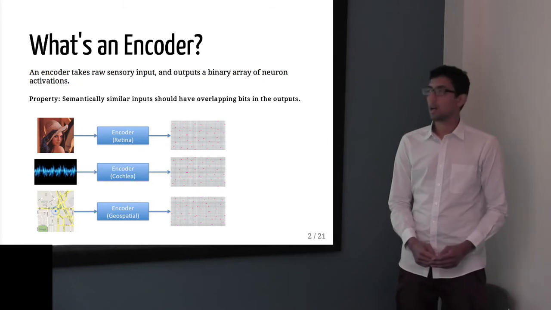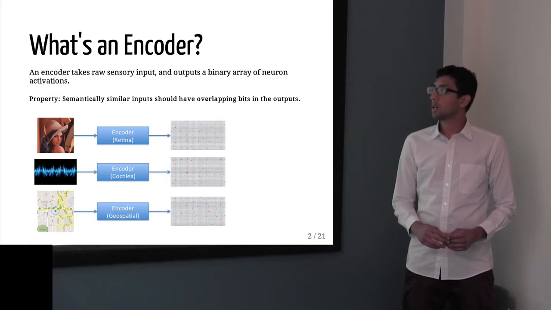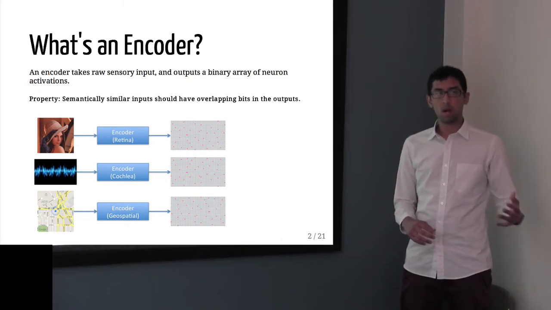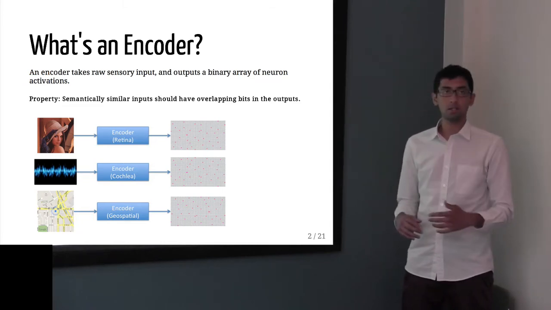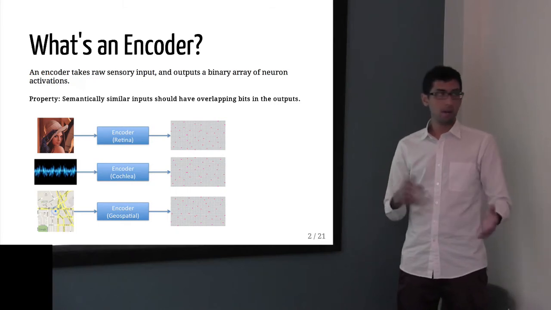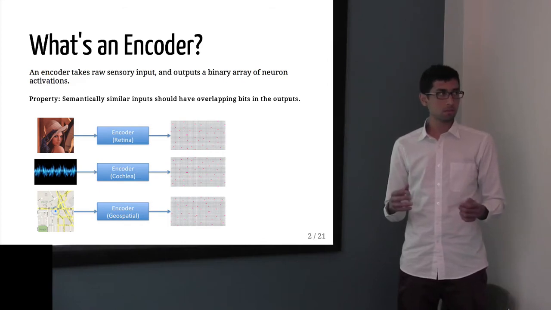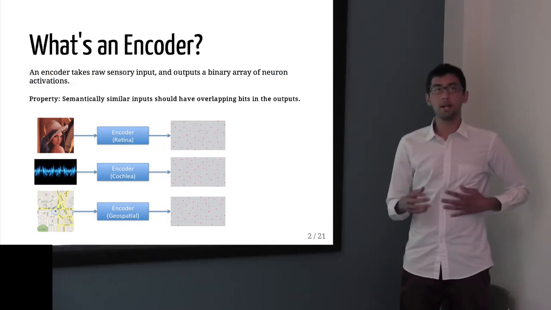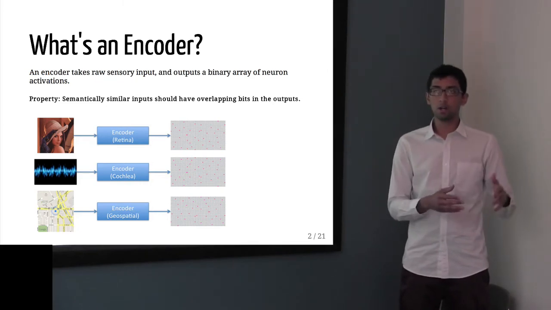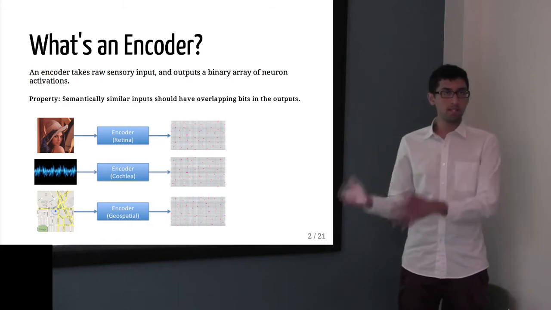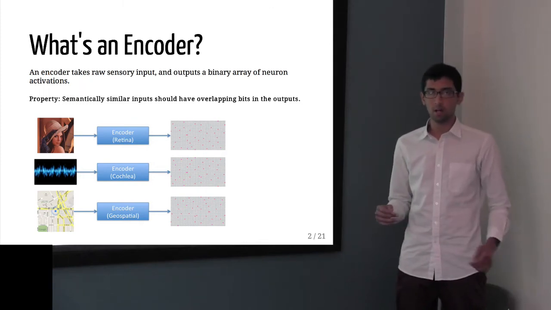First, what is an encoder? This will be useful for people who are not familiar with this. An encoder takes raw sensory input and it produces a binary activation of neurons. So the brain is operating on just electrical activity. It's just doing pattern recognition on neuronal activity, but it has to somehow interface with the real world, right? So the encoder takes the real world input and translates it into something that the brain can understand. Or in our case, something that the CLA can do pattern recognition on.